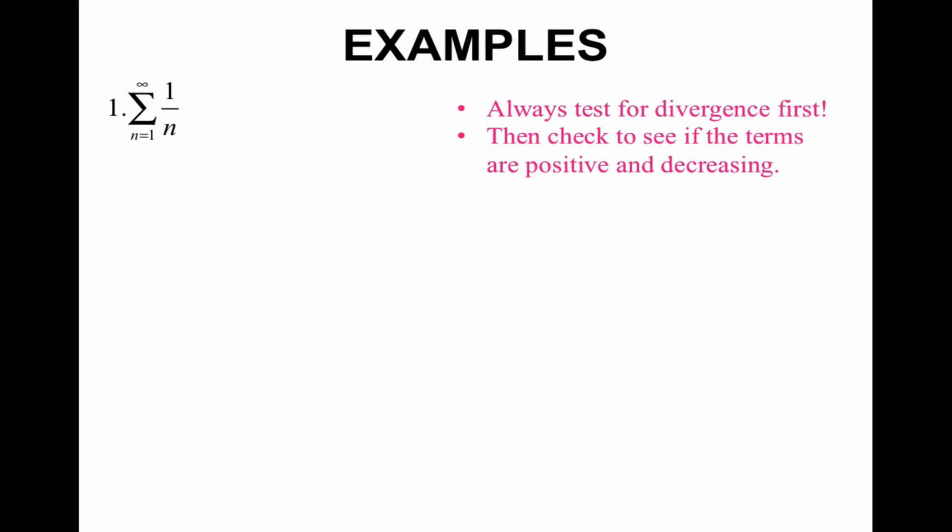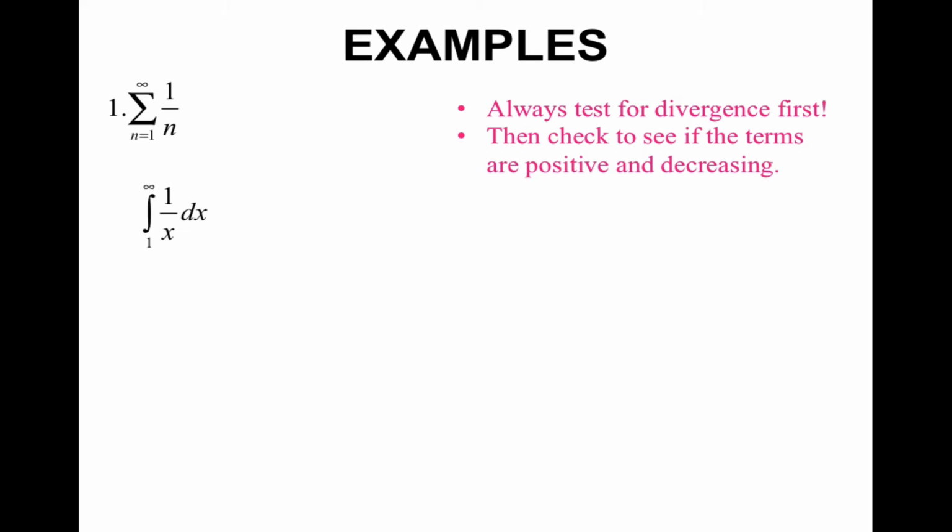So if I was to list out the first couple terms of 1 over n, you would get 1, then 1/2, then 1/3, 1/4, 1/5, etc. And as we keep going, you should notice that each term is positive, and as we increase the number of terms, the terms are getting smaller and smaller and smaller. So therefore, I can use the integral test.